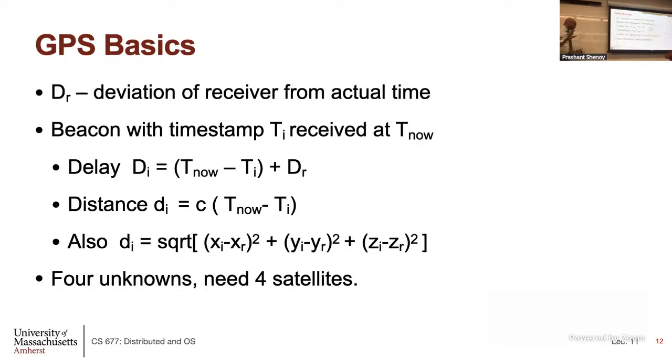We'll drop the assumption that the receiver's clock is synchronized to begin with. We'll assume that it's off by some unknown amount delta. So earlier there were three unknowns, which were x prime, y prime, z prime, the coordinates of the receiver. Now there are four unknowns: the three coordinates of the receiver and the clock drift delta. So the question is, how are we going to find this?